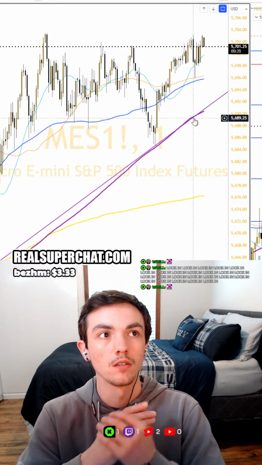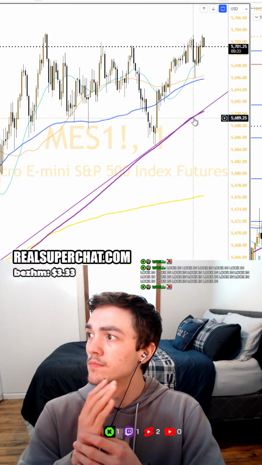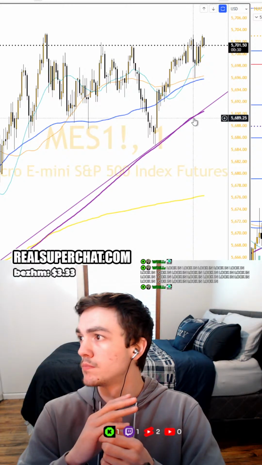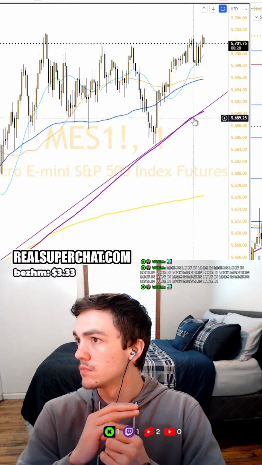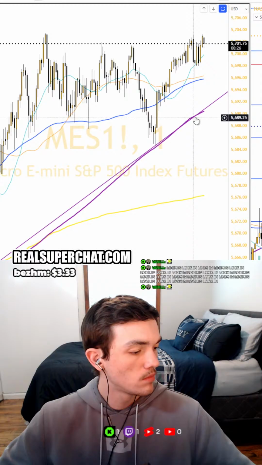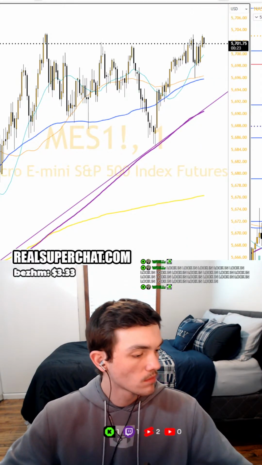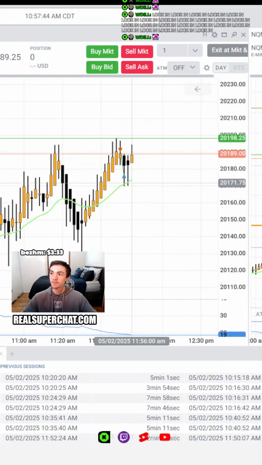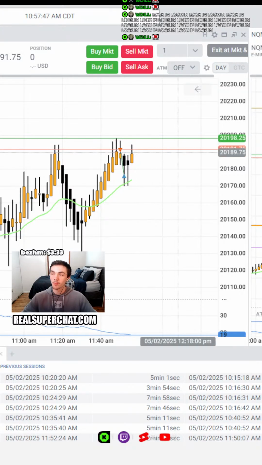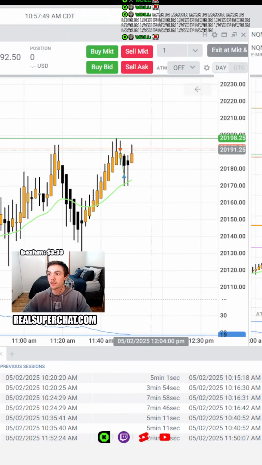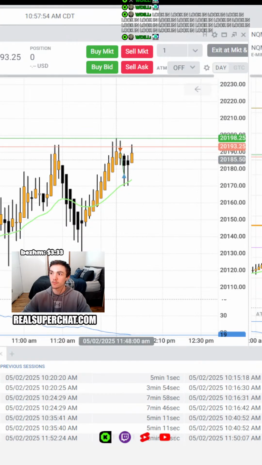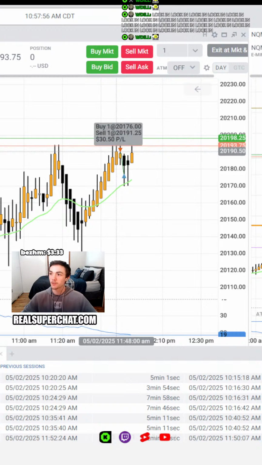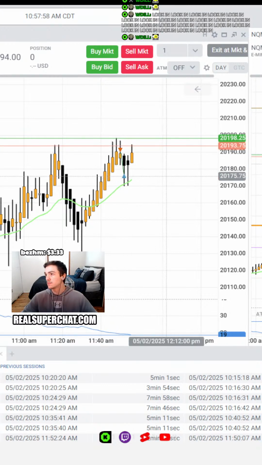Gotta wait for the volatility to pick back up. Made just barely a higher high and then a higher low. It might fake a lower high and then have a red candle and then wick it up. Not sure what they want to do.